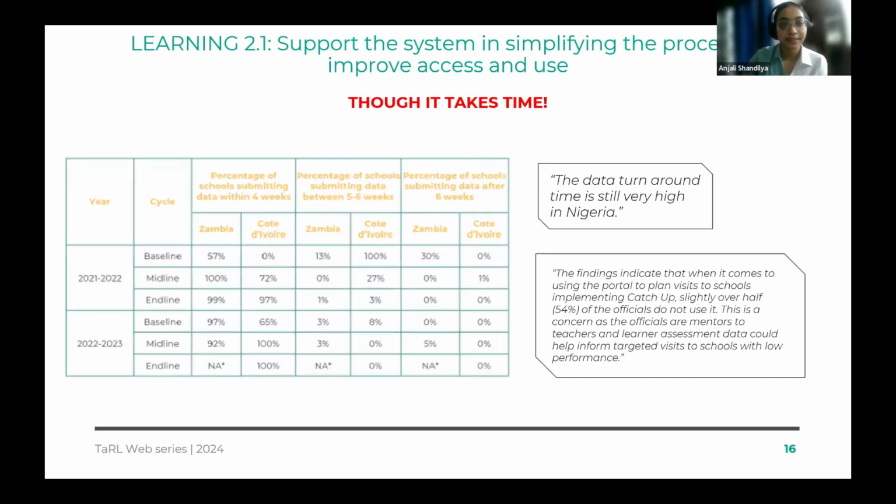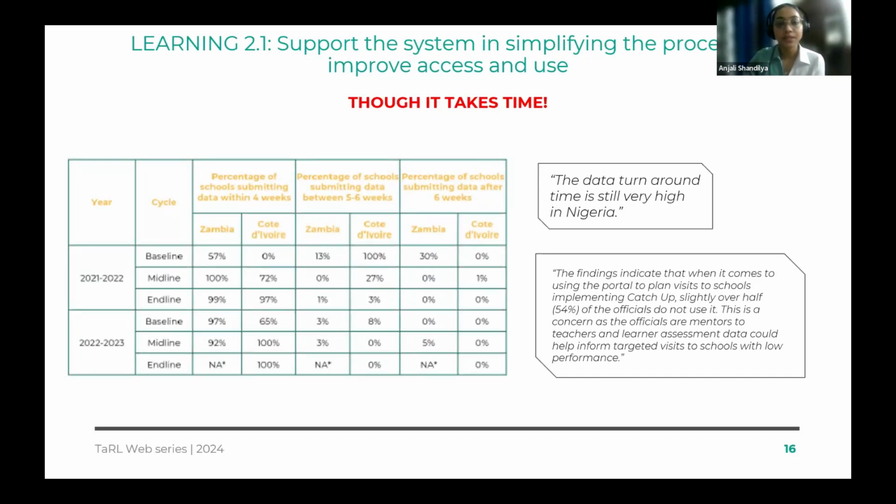The table on your left shows that in the first year of data entry to the portal, only 57% of schools entered the data within 4 weeks in Zambia. However, as you see at the lower end, in 2022 and 2023 it changed in Zambia. Almost 97% of schools submitted the data within the first 4 weeks. And these changes take different time across contexts.